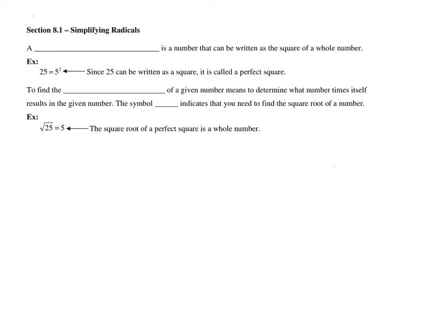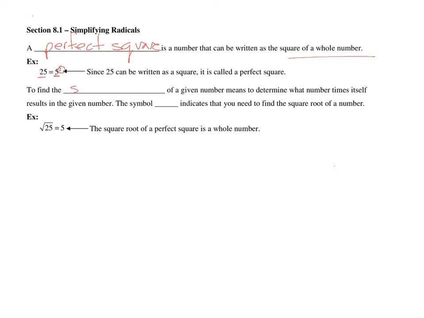All right, starting lesson 8.1, simplifying radicals. A perfect square is a number that can be written as a square of a whole number. So 25 is a perfect square. Why is that? Because we can rewrite it as a whole number squared, 5 squared. So since 25 can be written as a square, it is called a perfect square.